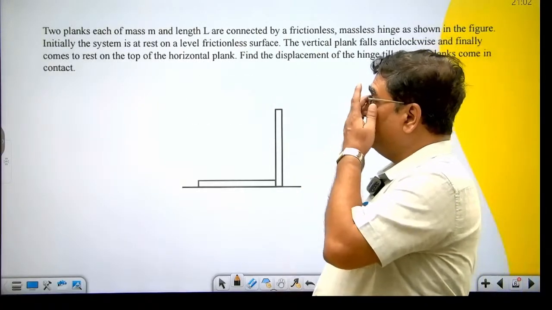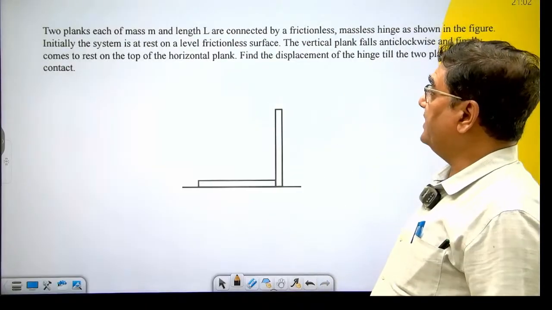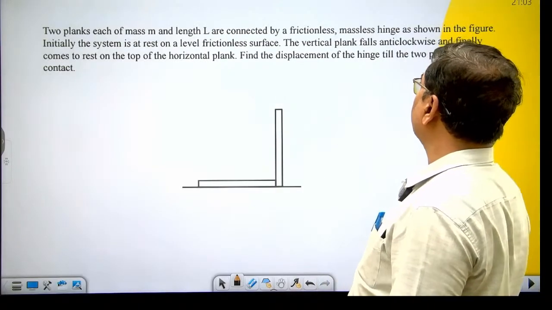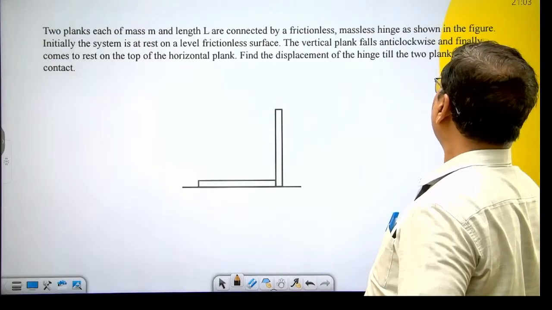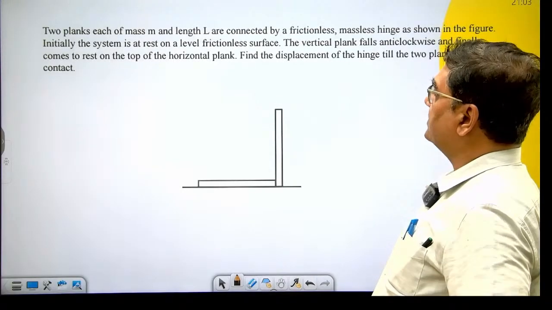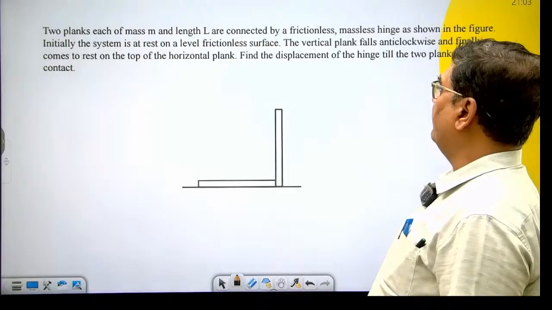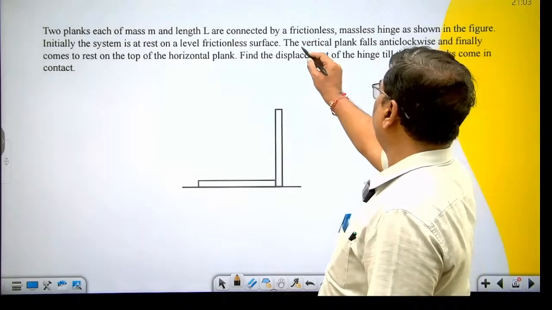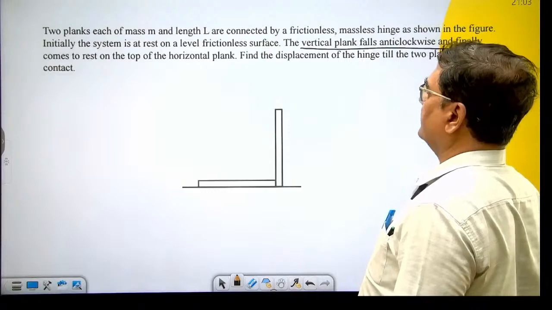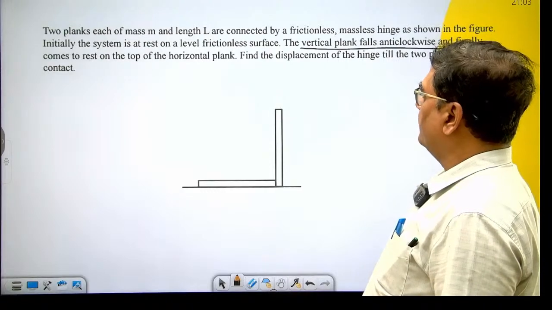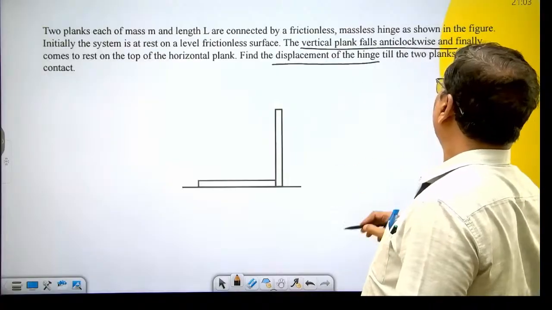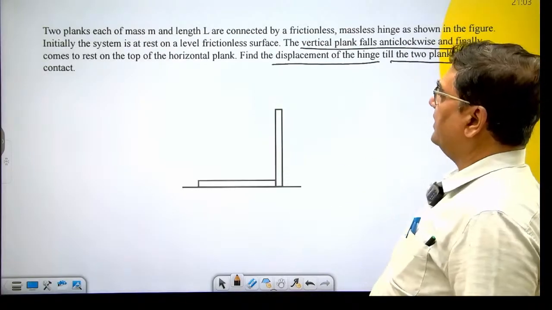Now let's see this question. Two planks, each of mass m and length l, are connected by a frictionless, massless hinge as shown in the figure. Initially, the system is at rest and on a level frictionless surface. The vertical plank falls anticlockwise and finally comes to rest on the top of the horizontal plank. Find the displacement of the hinge till the two planks come in contact.